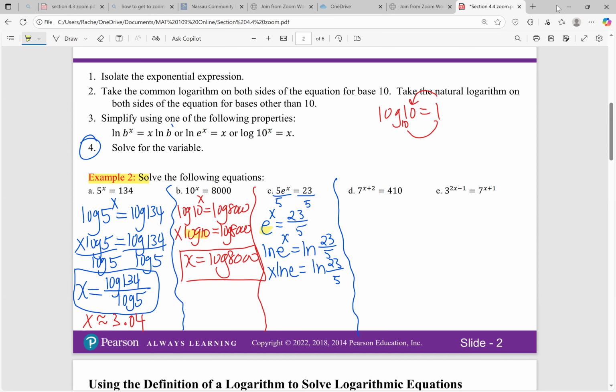And the natural log of e, which I just highlighted, and I'll write it up here. So the natural log of e is equal to 1, because remember, this is base e. So e to the 1 is equal to e. So whenever we have the natural log of e, that's always going to be equal to 1. And you could type that in the calculator. Type in ln of e, you're going to get 1. So this is just x times 1, which is x. So x is equal to the natural log of 23 over 5.